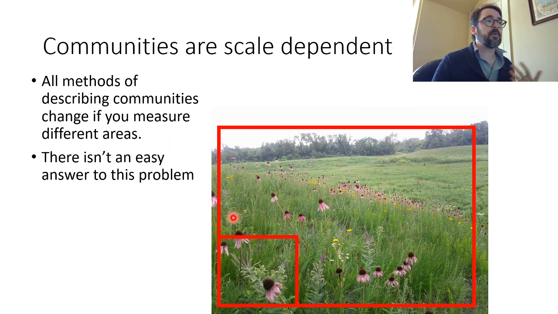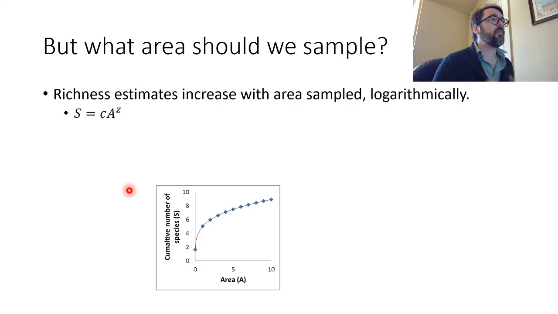The most obvious thing is that as you increase the scale of the area you're looking at, you find more and more species. And there really isn't an easy answer to this problem. This is probably one of the main things that is a problem in community ecology that's not discussed enough, in my opinion, right? So what area should we sample?